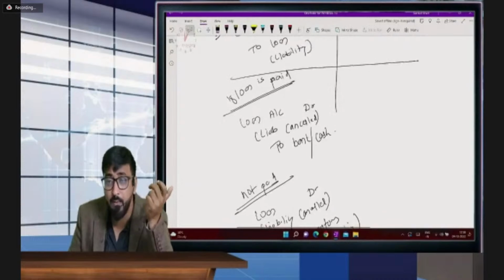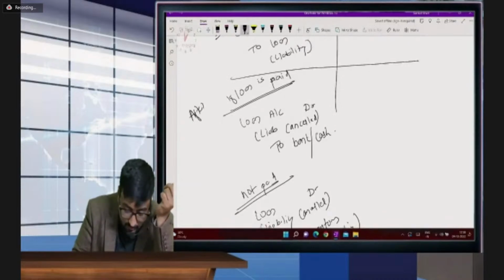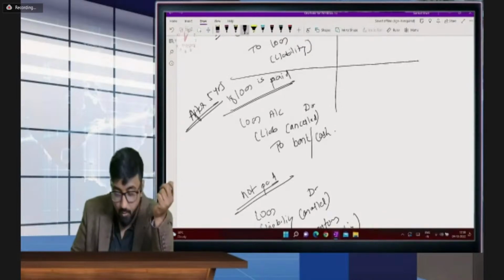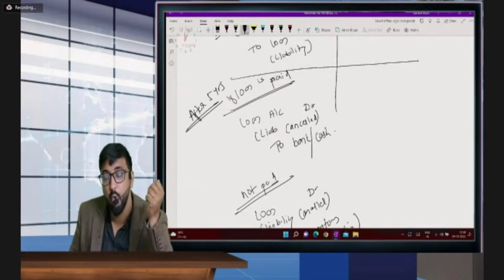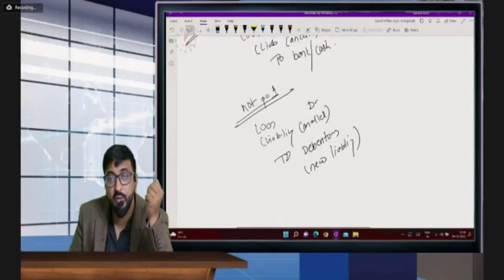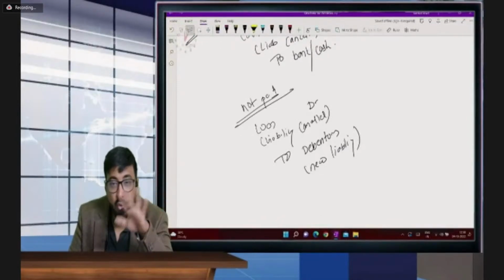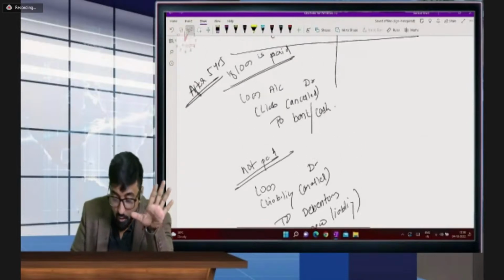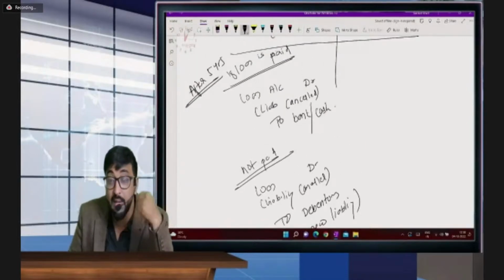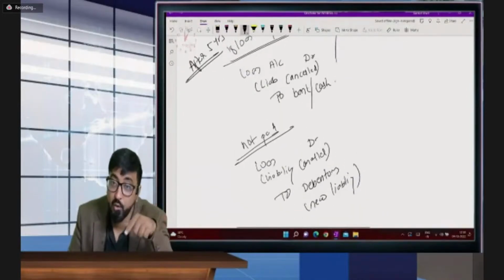Loan is paid after 5 years. So after 5 years, loan is paid, loan to bank or cash, and if not paid, loan to debentures. Debentures are issued. So loan is 0 after 5 years. Loan balance is going to cancel. But either you paid it, not paid it. Paid to cash, not paid to debentures.